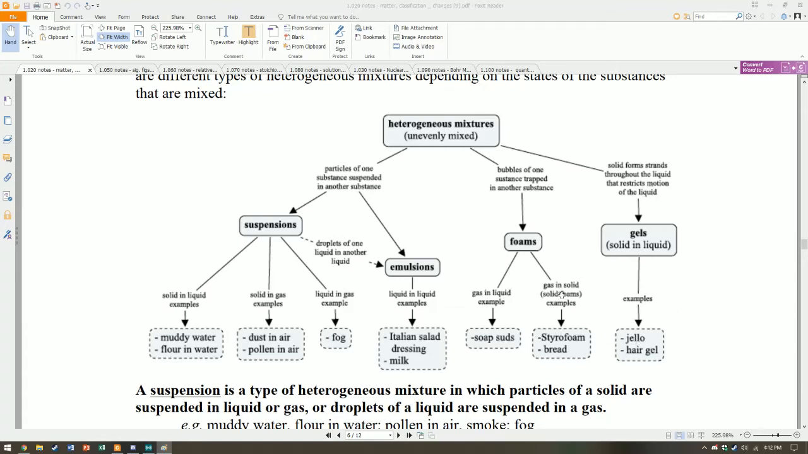Styrofoam bread is a gas solid foam. A gas liquid foam is a soap sud. An emulsion is like Italian salad dressing, with olive oil and water. They don't mix. So when you mix it, you have the droplets of oil suspended in the water. Fog is liquid and gas.